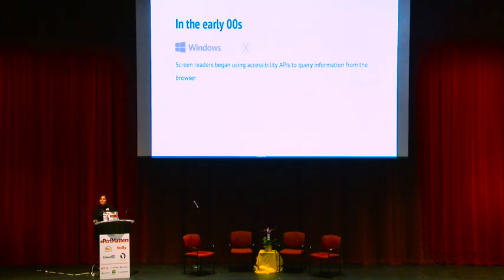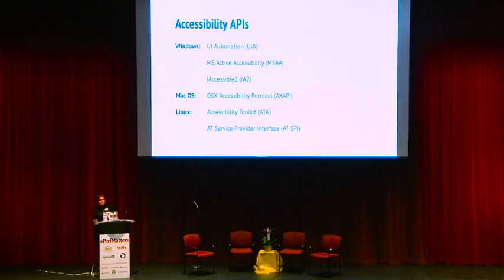Instead of acting more or less independently, now the browser took the HTML and parsed it and did its different representations, and the screen reader then started querying the browser for that information using the platform accessibility APIs.